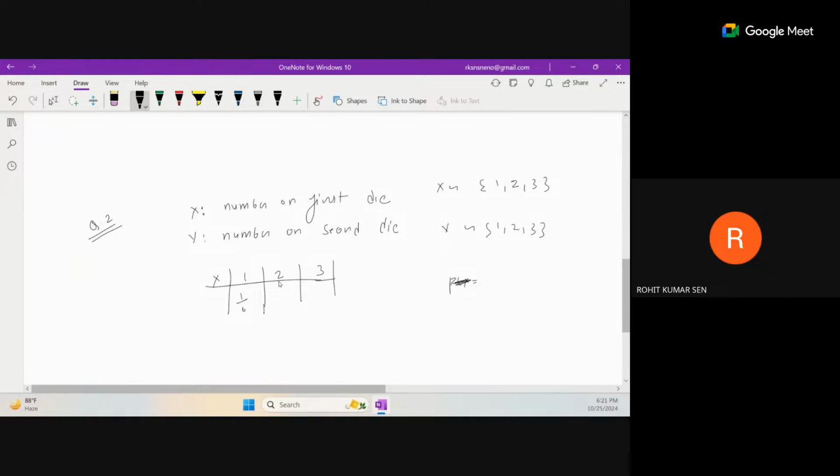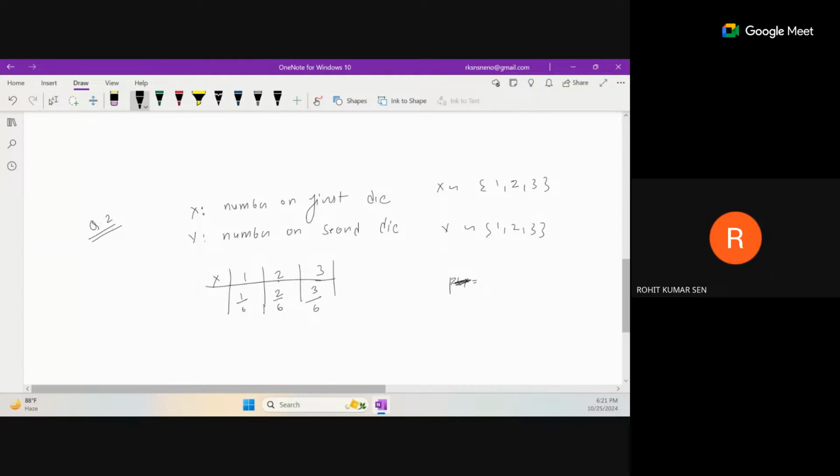And what is the probability of 2? It is 2/6. Why? Because we have 6 faces, and on 2 faces we have 2. And what is the probability of 3? It is 3/6, because out of the 6 faces, on 3 faces we have 3. So that's why the probability of 3 is equal to 3/6.